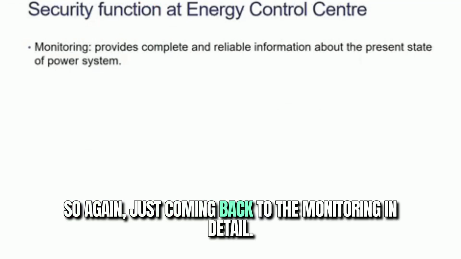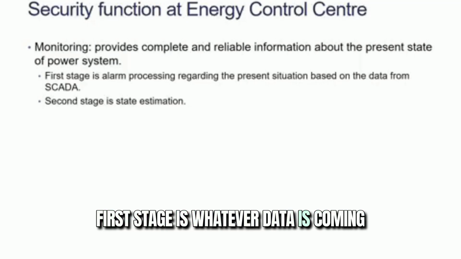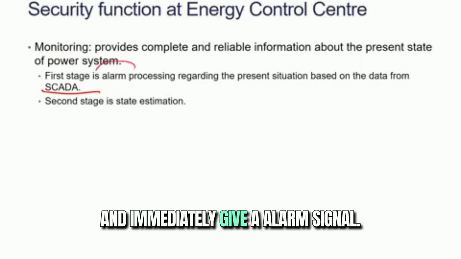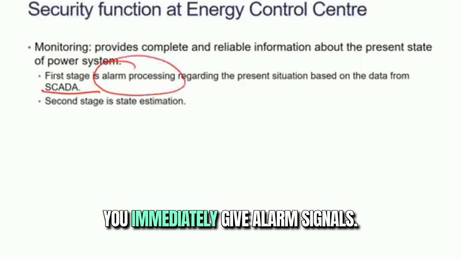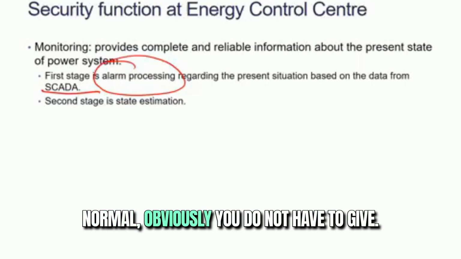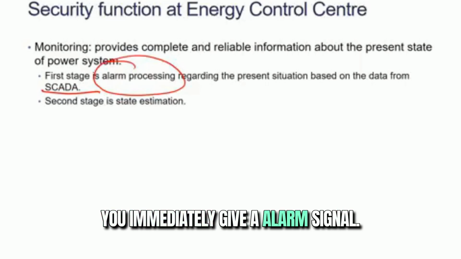So again, just coming back to the monitoring in detail. Monitoring has two stages. First stage is whatever data is coming from the SCADA, you process it and immediately give an alarm signal. You immediately give alarm signals if there is an abnormality. If everything is normal, obviously you do not have to give one. If there is anything abnormal, then you immediately give an alarm signal.